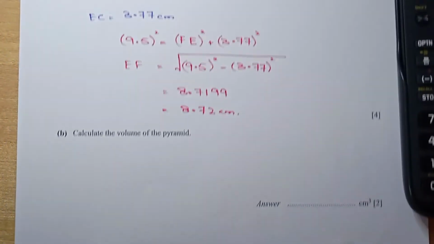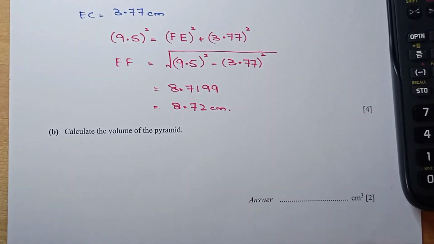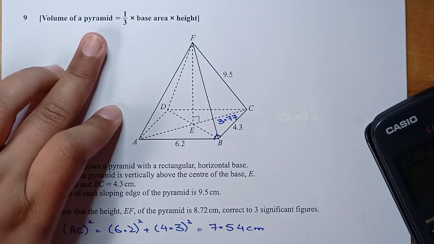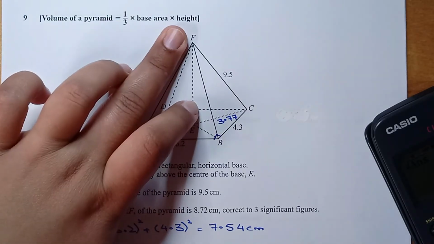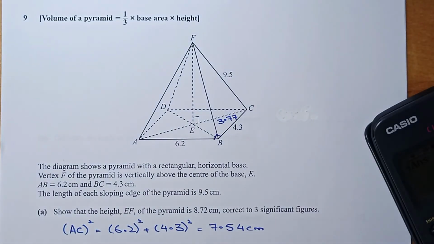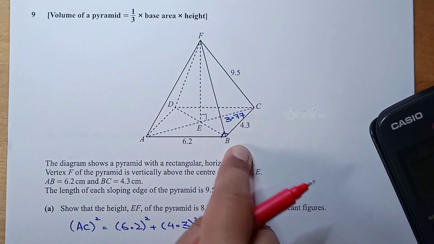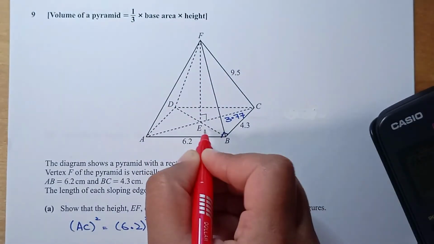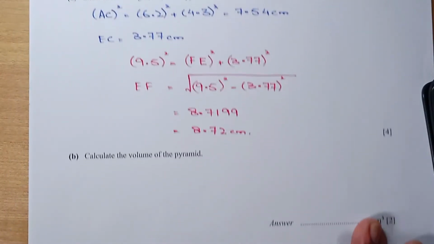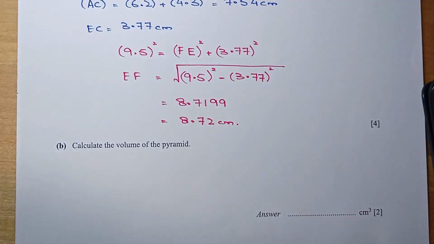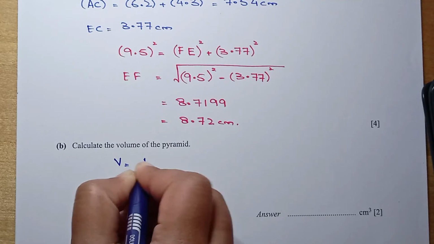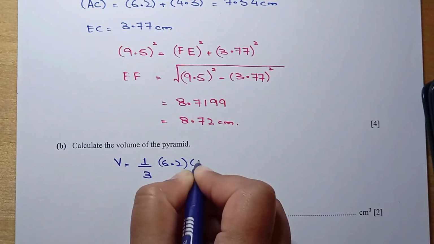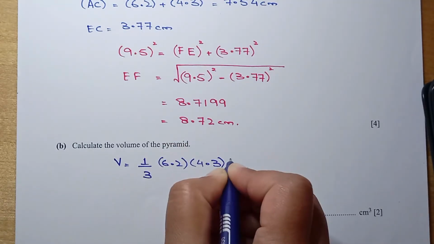Right. Now for part B, calculate the volume of the pyramid. Okay, at the top of the question, we have been given the formula that the volume of the pyramid is one third times base area times height. Since the base is rectangular, its area is length times width. The length is 6.2, the width is 4.3, and the height we just got, EF, is the height. So let me substitute everything into the formula. Volume is 1 by 3 times base area, that is 6.2 times 4.3, times height, that is 8.72.